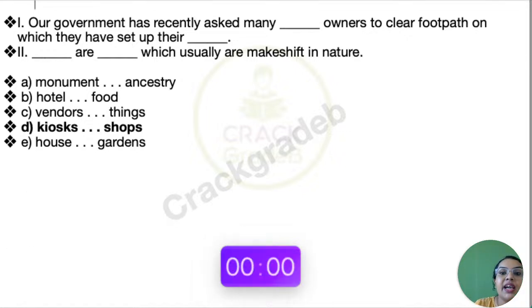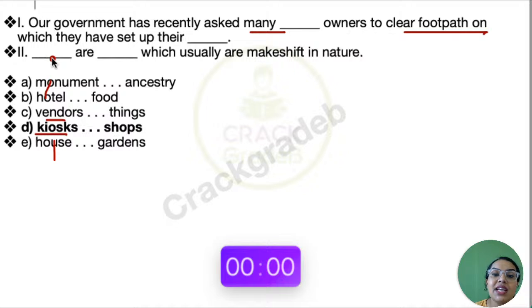Our government has recently asked many dash owners, monument owners, hotel owners to clear footpath on which they have set up. Answer is right in front of you. So there can be vendors who have set up whatever they have, and there are kiosks. Kiosks are the small shops, okay, not like the big store. It is not like that, smaller ones. So hotel, monument, and house, you don't set up your house this way. That's why three options are eliminated.